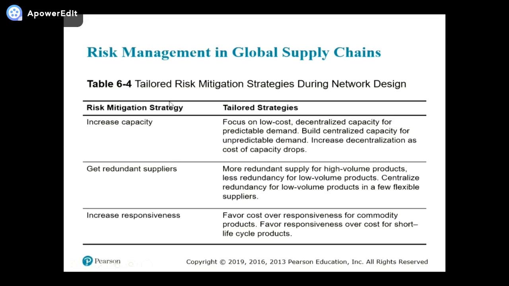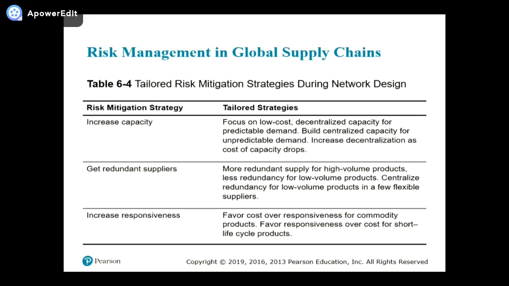So, for example, for the increasing capacity strategy, we generally tend to focus on low cost and decentralized capacity for predictable demand, and then for unpredictable demand, we use centralized capacity. So centralization is a key strategy to reduce the need for risk mitigation.